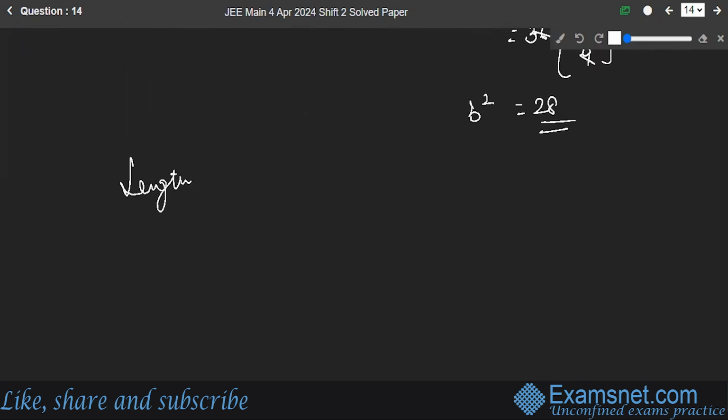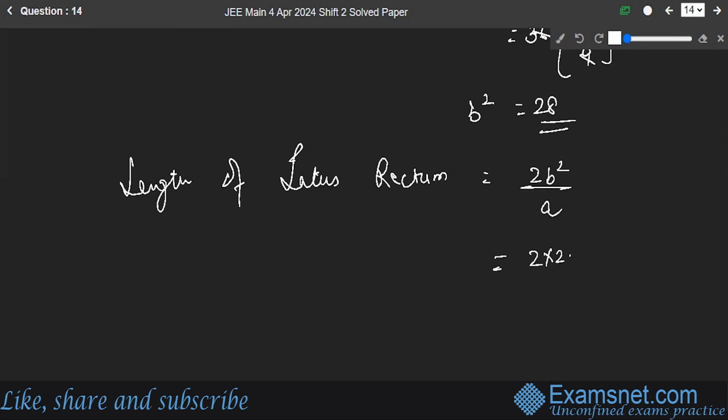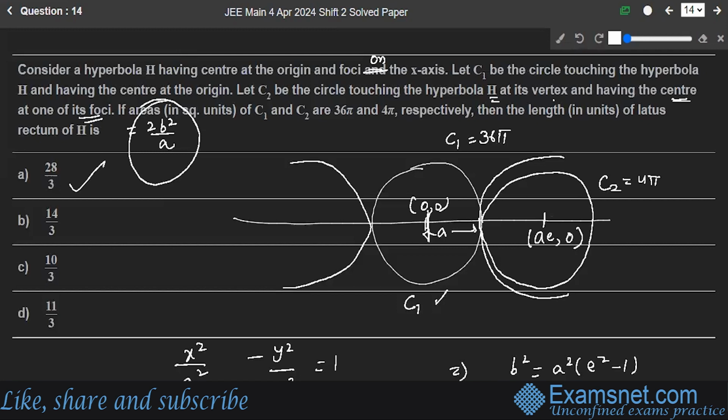Length of latus rectum is equal to 2 into 28, with a equal to 6. This will give me 28 upon 3. This is the length of the latus rectum. Option A is the right answer to the question. Hope you are clear with this. Let's move to the next question.